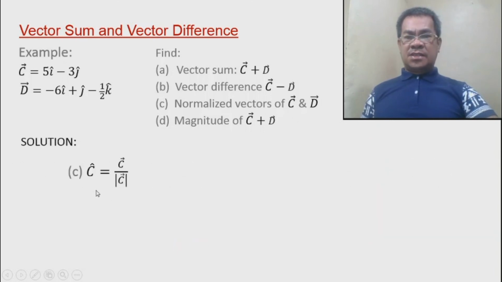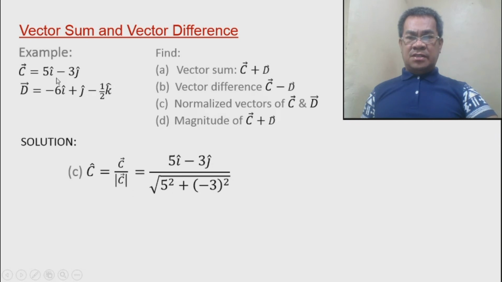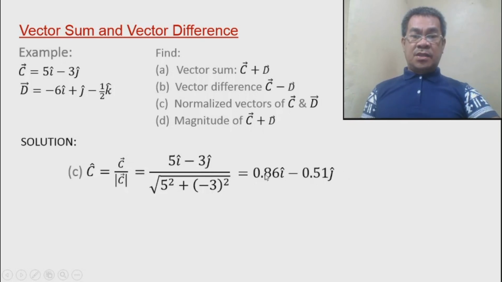Okay, let's do it. C, remember the normalization process formula. We have the vector C divided by its magnitude. So the vector C is 1, and this is the magnitude, 5 squared plus negative 3 squared. Then simplify the denominator, then share it. After simplifying, divide this by this one, then negative 3 divided by this one. So the answer is 0.86 I hat minus 0.51 J hat. This is the unit vector. When you verify this one, square this one plus square this one, take the square root, then you'll arrive almost equal to 1, if this is correct.